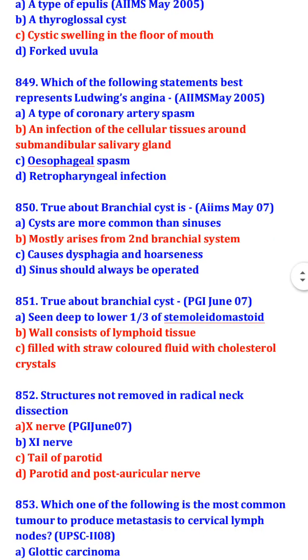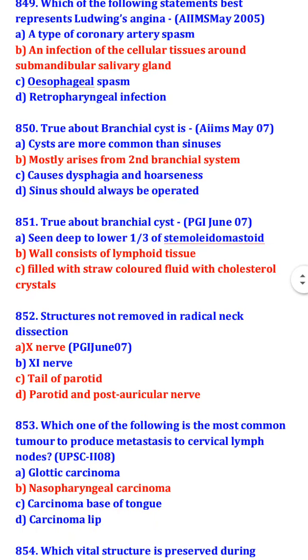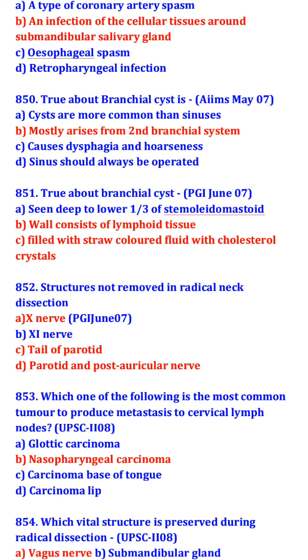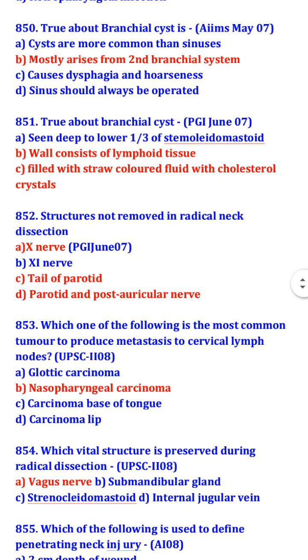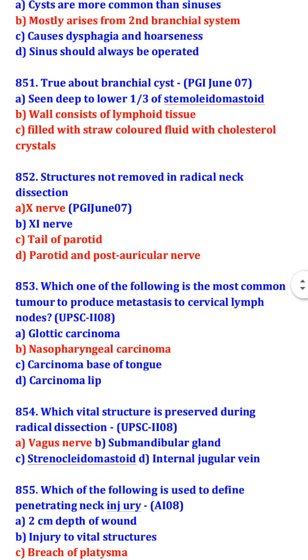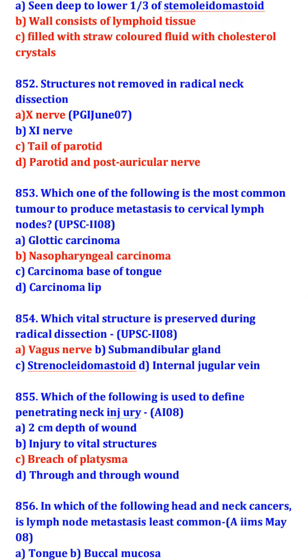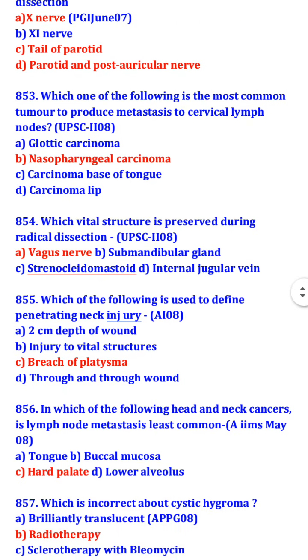True about branchial cyst: mostly arises from second branchial system. Wall consists of lymphoid tissue, filled with straw colored fluid with cholesterol crystals. Structures not removed in radical dissection are vagus nerve, tail of parotid and post-auricular nerve. Which one of the following is the most common tumor to produce metastasis to cervical lymph node? Nasopharyngeal carcinoma. Which vital structure is preserved during radical dissection?